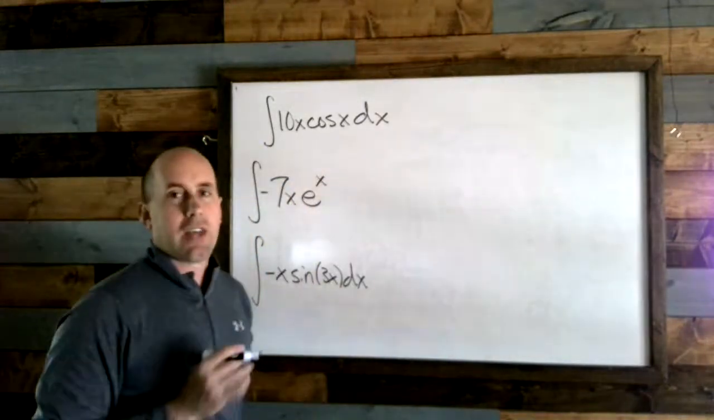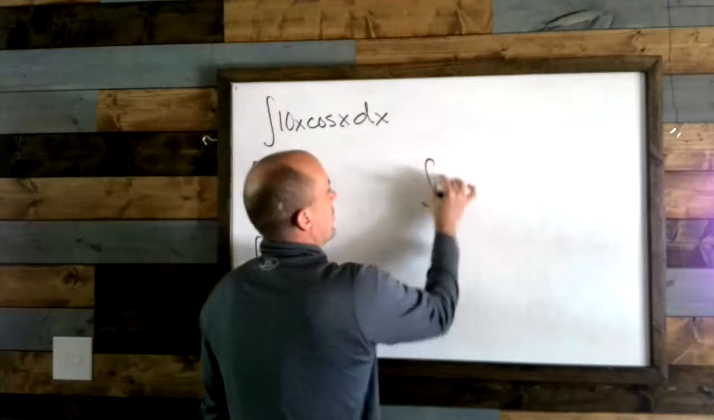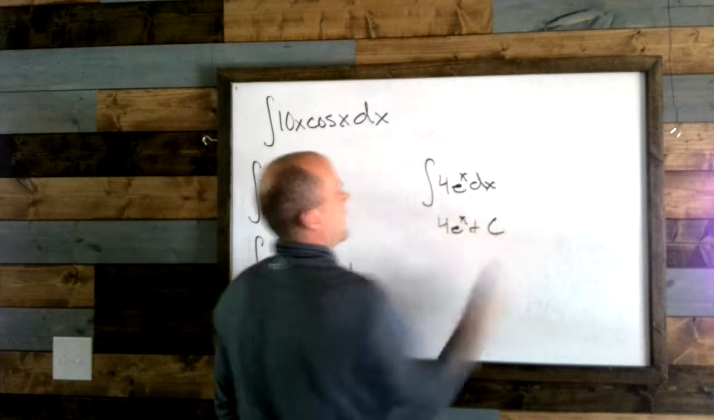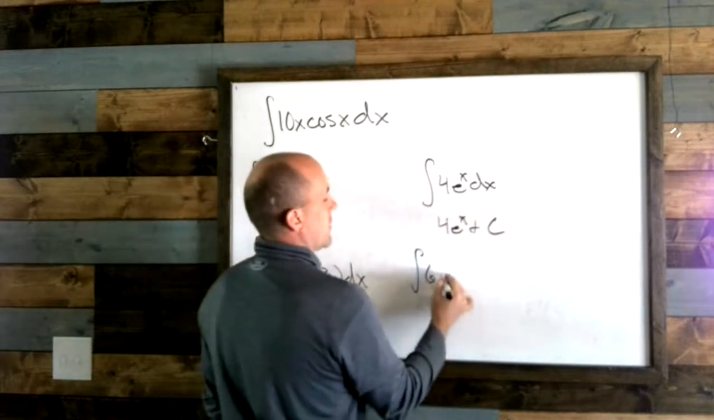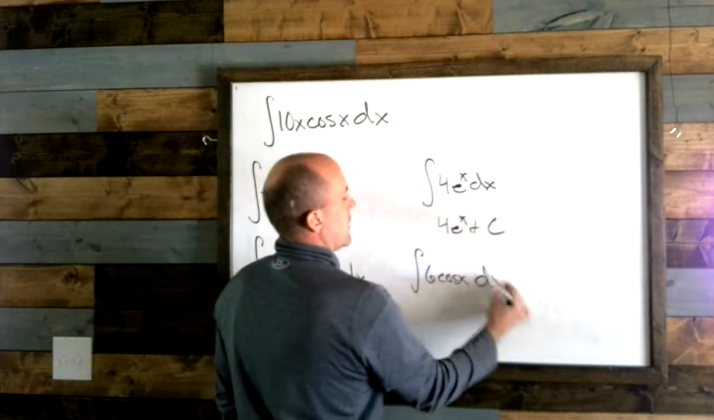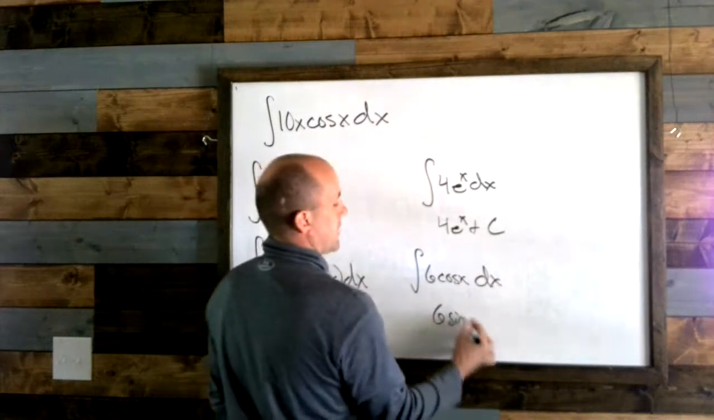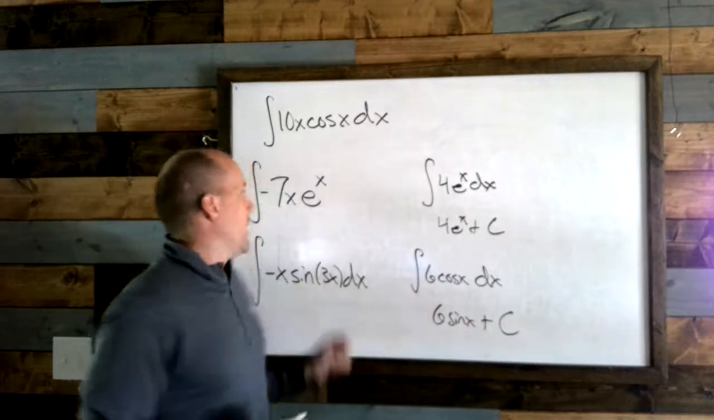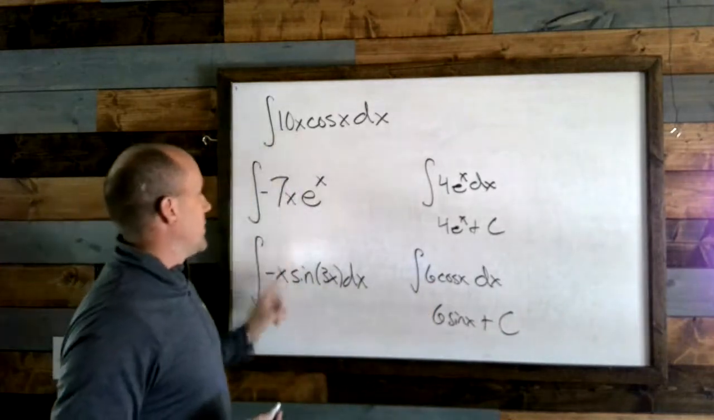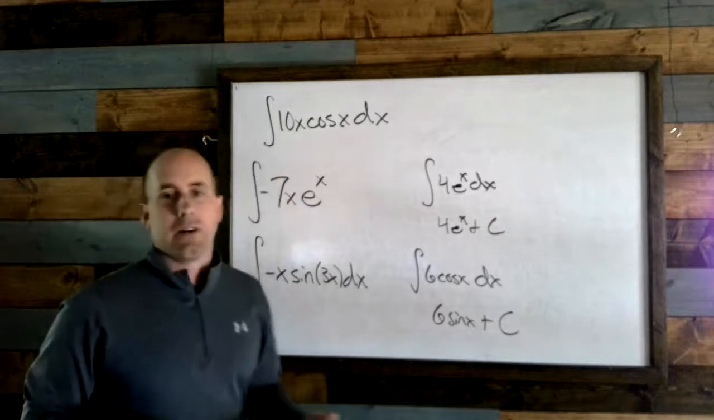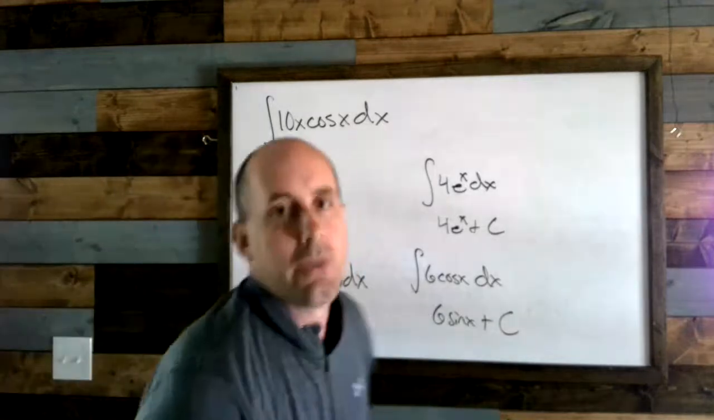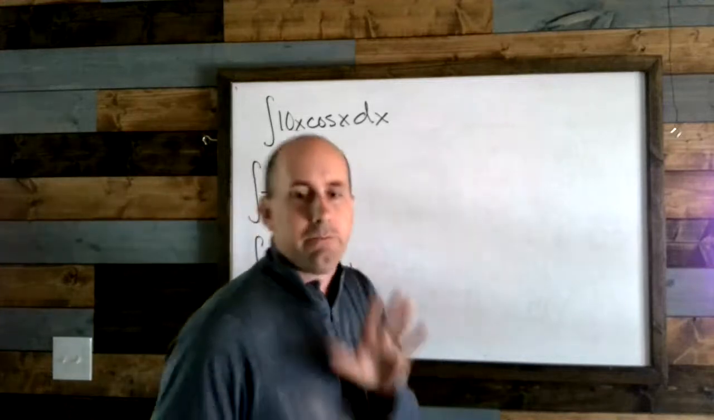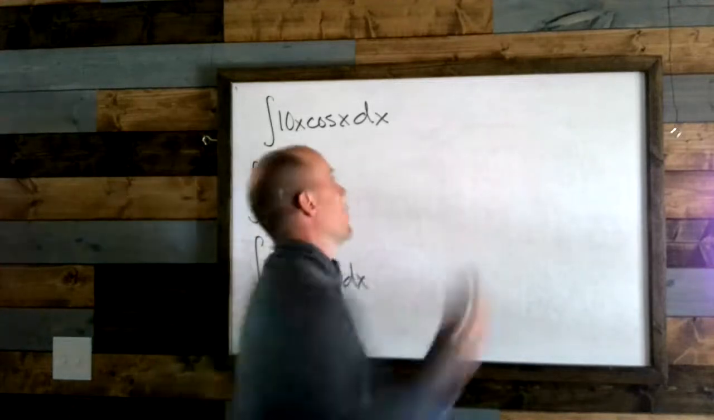The challenge is that if we have, say, the integral of 4 e to the x dx, it is just 4 e to the x plus c. If you have the integral of 6 cosine of x dx, it is just 6 sine of x plus c. That works out really well. It doesn't work out this well in this situation because you've got an x out front here, and so you're really trying to undo the product rule. So I'm going to do kind of your last proof for you.